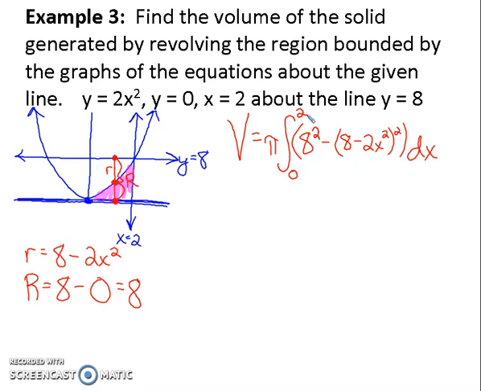If you want to work it out by hand, the biggest thing to remember is that you have to FOIL out the 8 minus 2x squared first, and then do 64 minus that before you finish the integration by hand. When you do it, though, you would get 896 pi over 15 as your final exact answer.